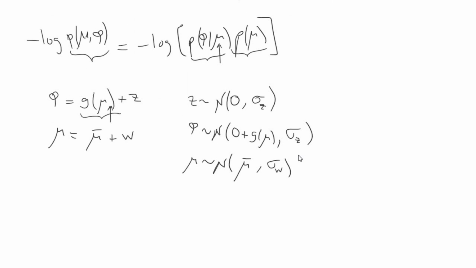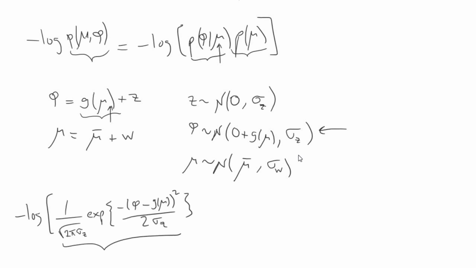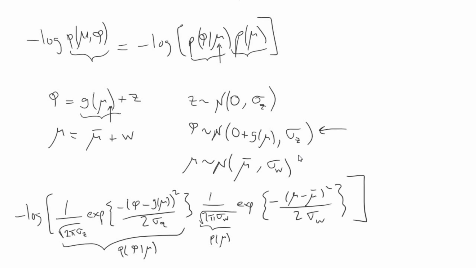So now we can write down the expression we want to minimize. It's going to be minus log of the PDF of phi given mu, which is the PDF of this. So all of this is just the probability of phi given mu times the probability of mu, which is also going to be a Gaussian with a different variance term. And essentially this is the expression that we want to minimize. So we want to pick the mu that will minimize this expression.